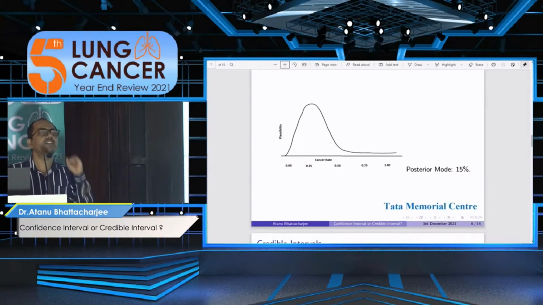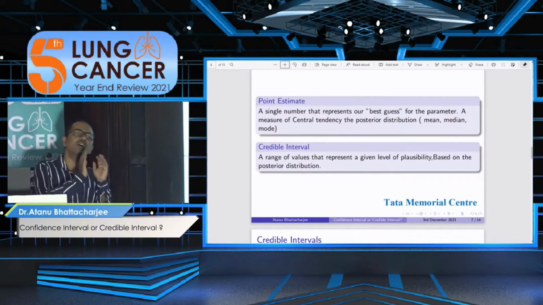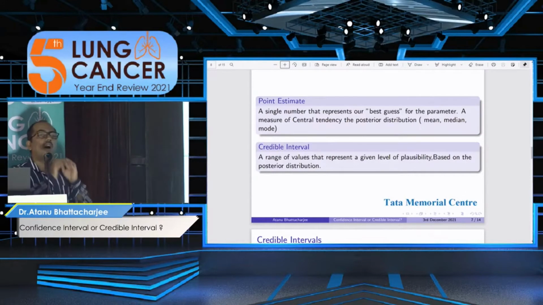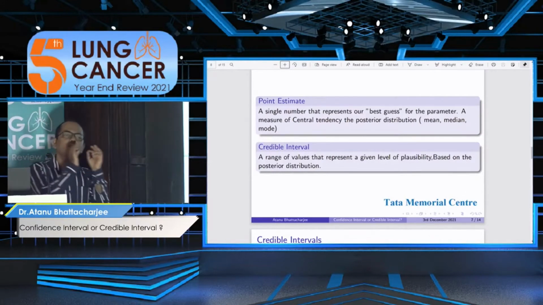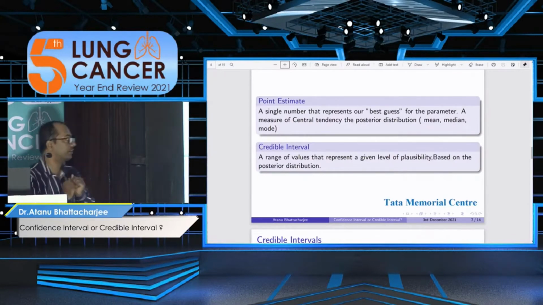These 15% are basically called a point estimate. A similar point estimate concept we will also get in the confidence interval regime. So there also we call it a point estimate. It is nothing but taking the simple percentage. That's all the point estimate. Now the beauty of this credible interval, or its difference from the confidence interval, is how we are making the confidence interval or credible interval. So we will come to that. But here the credible interval is a range of values that represent a given level of possibilities.